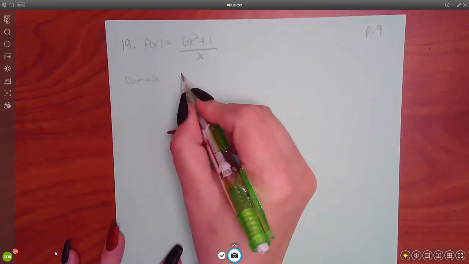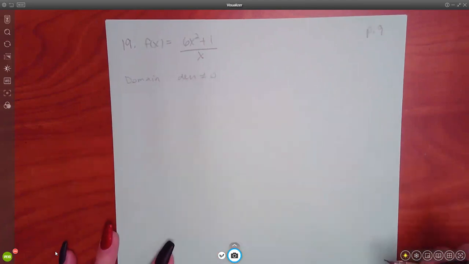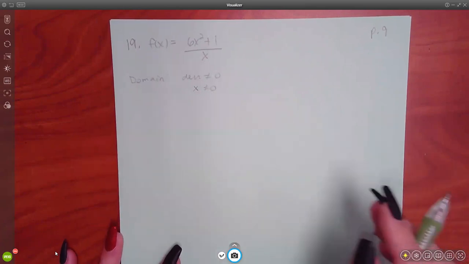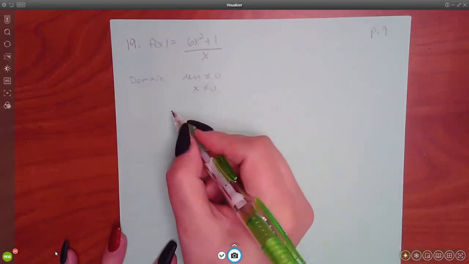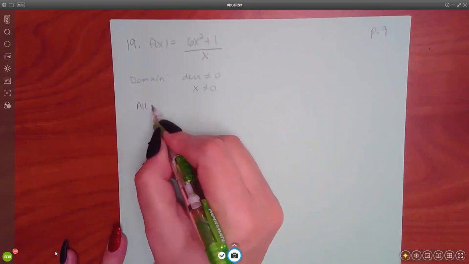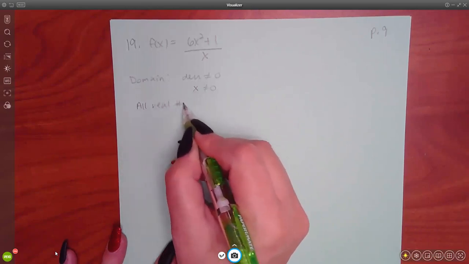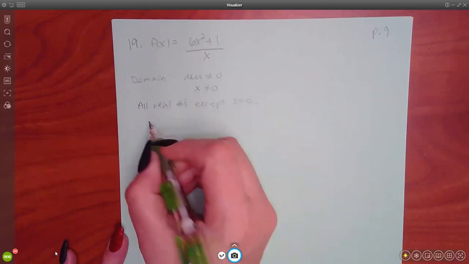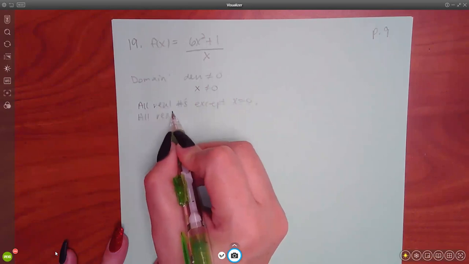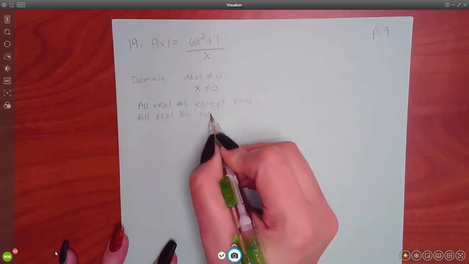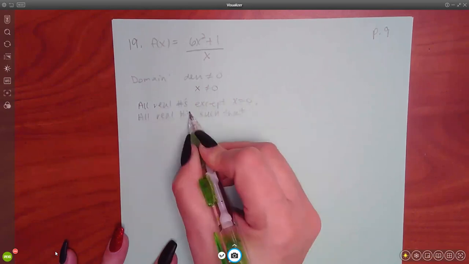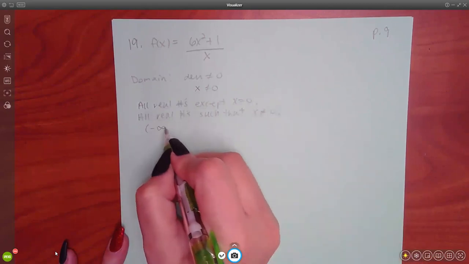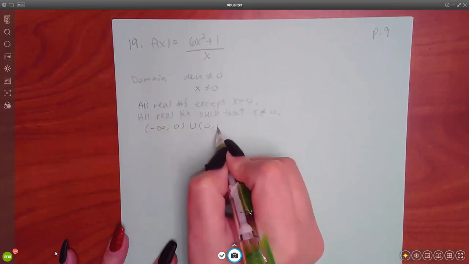we have to take the denominator and set it not equal to 0, right? So in this case, that's x cannot equal 0. How do we write that? There's really three ways to write it. There's all real numbers except x equal to 0. There's all real numbers such that x cannot equal zero, or there's the interval notation, which is this, right?